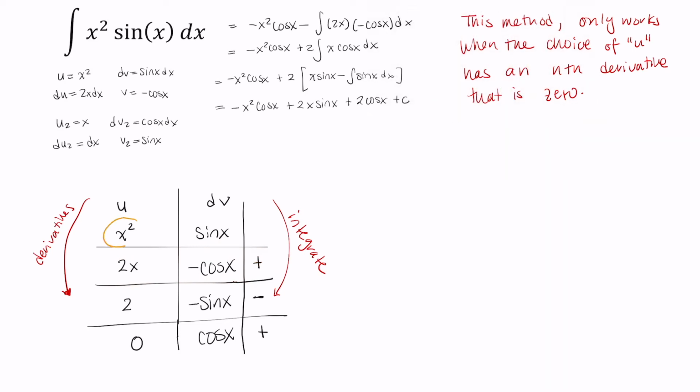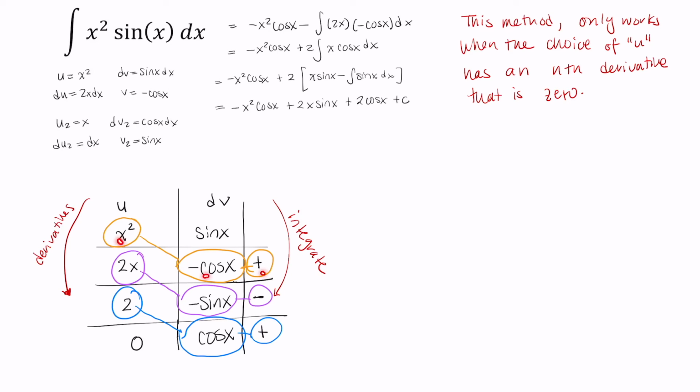So I'm going to circle x squared and draw a line diagonally down to negative cosine, and then straight to the positive. I'm going to do the same thing with 2x, circle negative sine of x, and then circle that negative sign. Finally, I have 2. Let's draw the diagonal down to cosine x and then the positive. And let's see what we end up with.